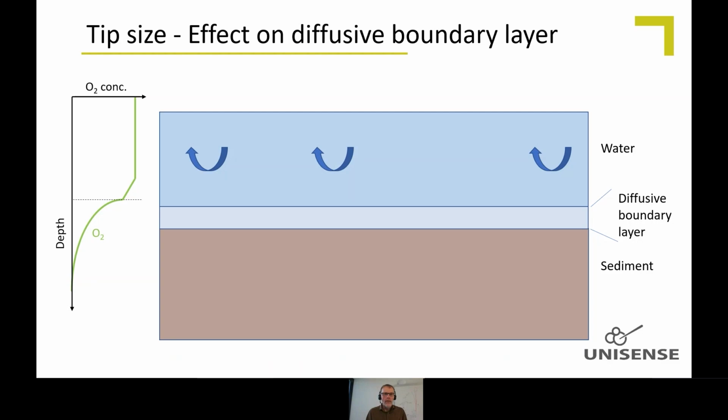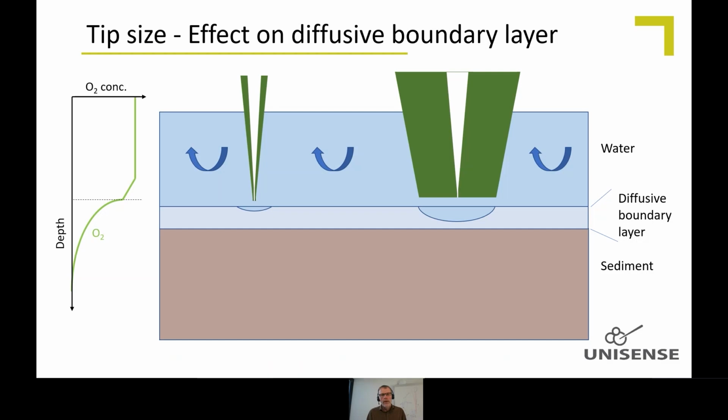Another effect of the tip size is that it affects the diffusive boundary layer. There's turbulence in the water above the diffusive boundary layer. If you introduce an object like a sensor, it will affect the turbulence and erode the diffusive boundary layer a little bit. If you introduce a big sensor, then this erosion will be bigger, and the effect on the profile will be that you will have a thinner diffusive boundary layer, and you will affect the oxygen concentrations in the sediment somehow.